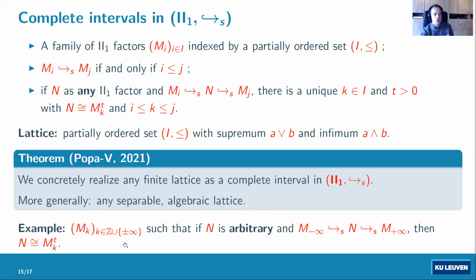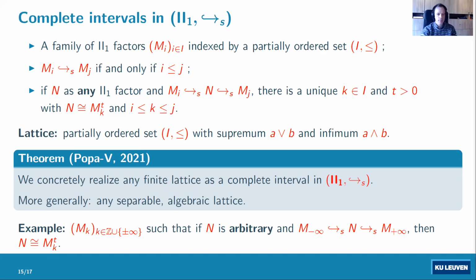So for instance, here is of course just a silly example, an infinite one where you take Z with plus infinity and minus infinity added in the obvious way. That's an algebraic lattice. And we have a construction of this family of 2-1 factors. And the only way they can be embedded is when there is the correct inequality on the level of the indices. But also if n is any 2-1 factor that sits in between m infinity and m plus infinity, up to embeddability, I mean, not just in the canonical position, but up to any embedding, then it must be one of the mk.